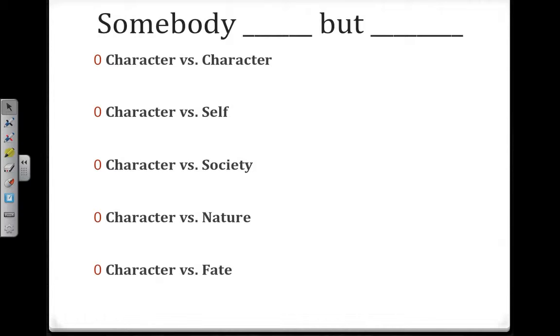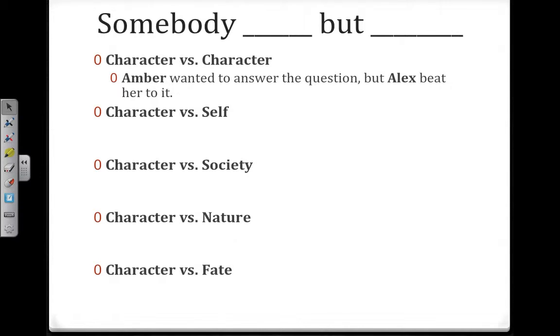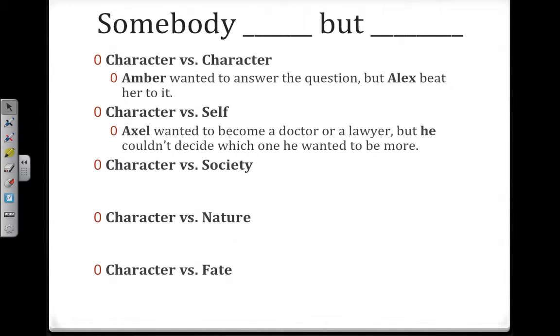So one very helpful way of thinking about conflict is that your main character wants something, but something else is standing in their way. So if we think about that in terms of character versus character, we might have Amber wanted to answer the question, but Alex beat her to it. So it's one character in conflict with another character. With character versus self, we might have Axel wanted to become a doctor or a lawyer, but he couldn't decide which one he wanted to be more. So Axel's in debate with himself.